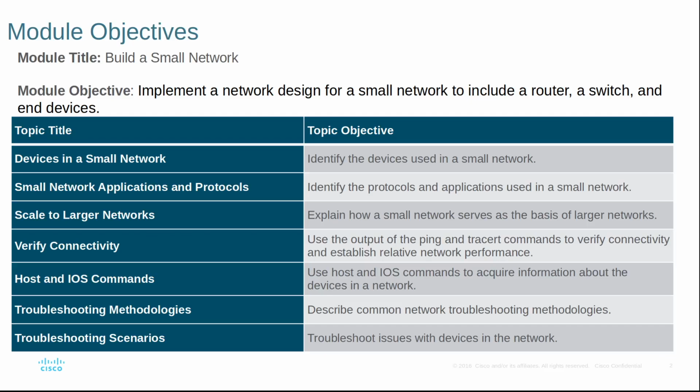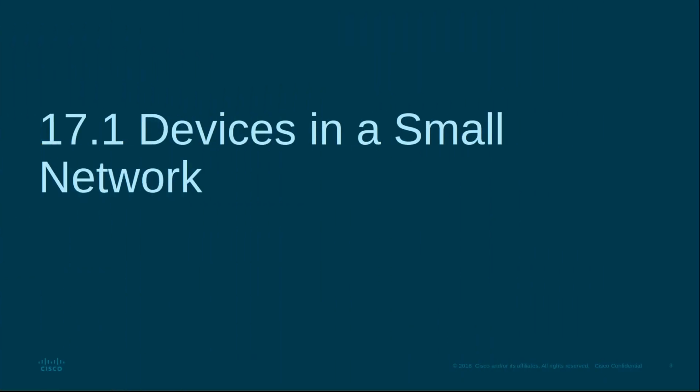So, with all that in mind, let's look at Chapter 17. Here's everything we're going to look at. We're going to look at the types of devices, different applications and protocols you use, how to scale, which means as small networks grow and become bigger networks, that's known as scaling. Testing connectivity with ping and traceroute, finding out information using different commands in IOS and different hosts, Linux and Windows, and troubleshooting. So let's get underway.